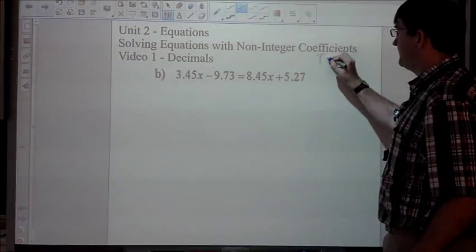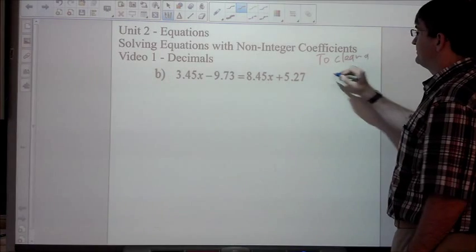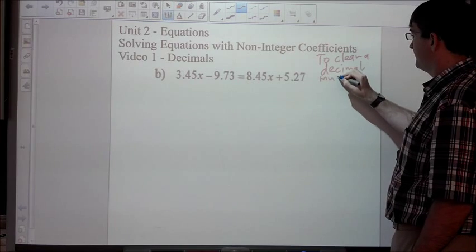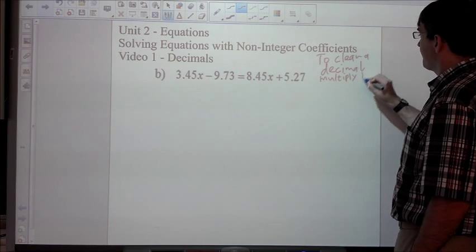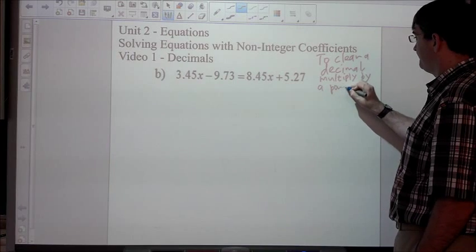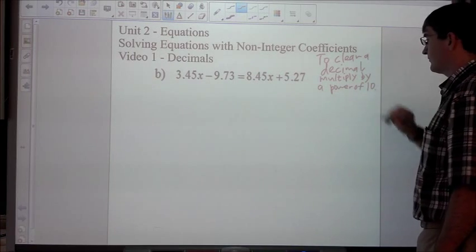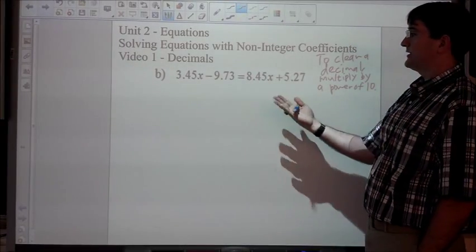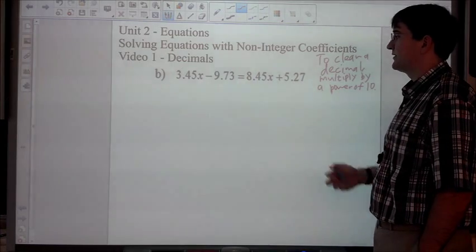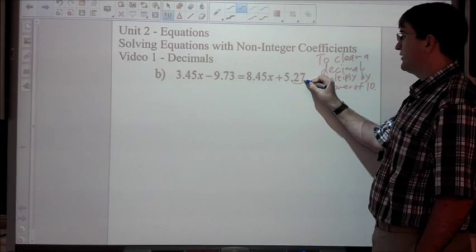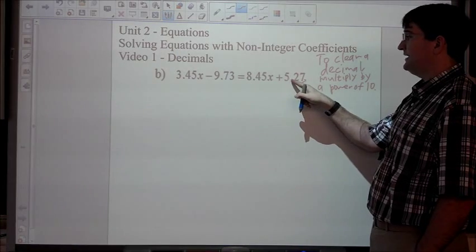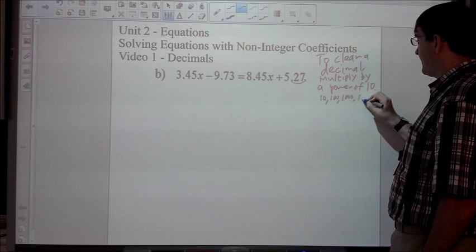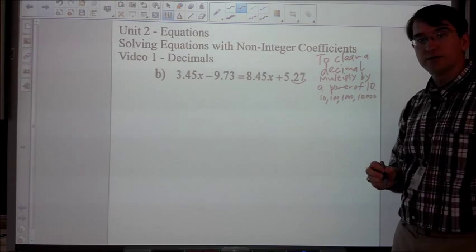So to clear a decimal, multiply by a power of 10. I want to get these to be whole numbers. They're decimals right now. So I think, what can I multiply each of these by to get a whole number? Well, I need to move the decimal over twice in order to get that. Multiplying it by 10 will only move it once. 10, 100, 1,000, 10,000. That's the sort of thing that we're talking about here.